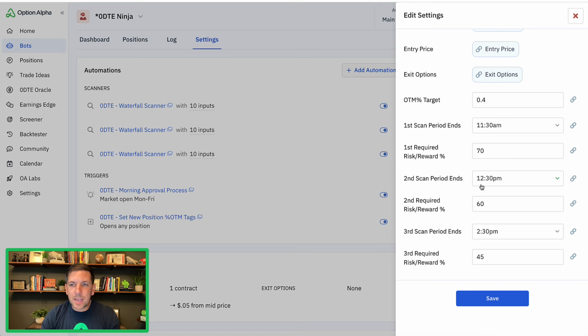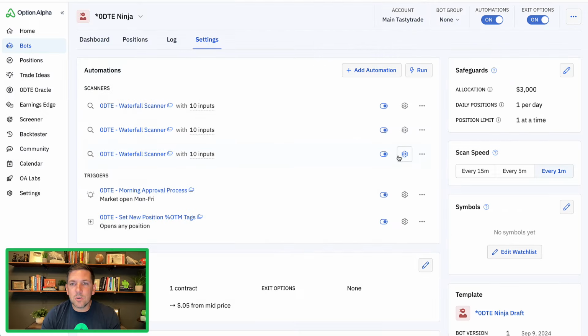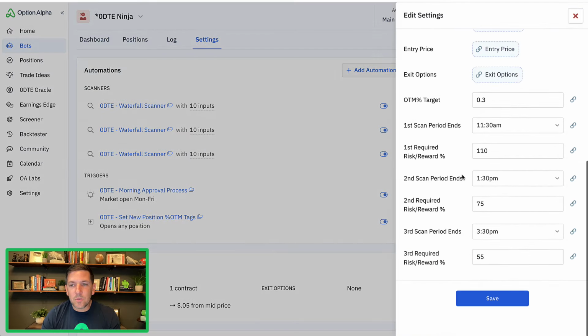We go through different scan periods. So our second scan period ends at 12:30. We're looking for stuff between 11:30 and 12:30 at 60%. The last scan period ends at 2:30. So that's the third scan period, and that's 45%. Again, you could make these go further into the day if you want to. Sometimes I do, sometimes I don't for different trades. Some of these ones I want to get further into the day, other ones I'm not so comfortable with. I want to move these around a little bit, but again, it's totally up to you how you want to do it.